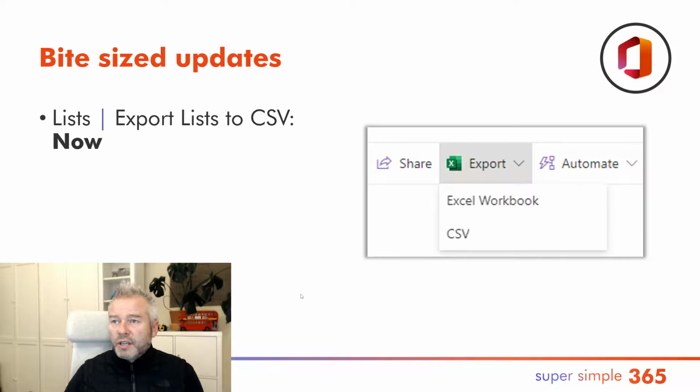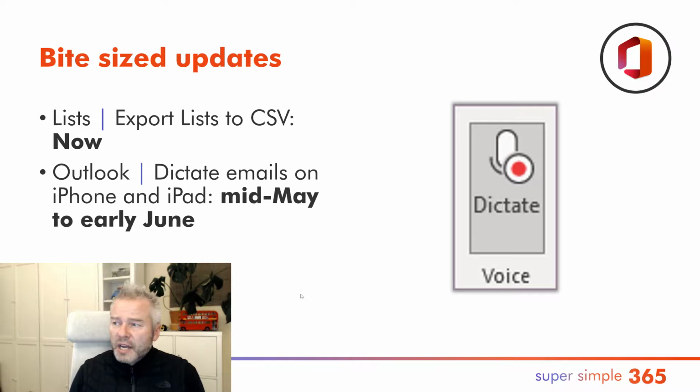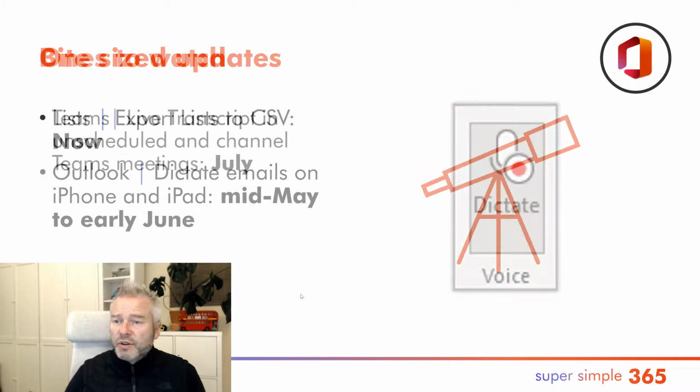Okay, so bite-sized updates. Microsoft have already rolled this out: exporting lists to CSV files. This has been out for a while, and they've just told us about it and apologised for forgetting to tell us that they were doing it. Outlook, so that's the wrong image for that, but I had to put something in that big white space, right? It's from the wrong version of Outlook. But you get Dictate on the iPhone and iPad versions of Outlook, and that's going to happen anytime now, but will take a month or so to roll out.